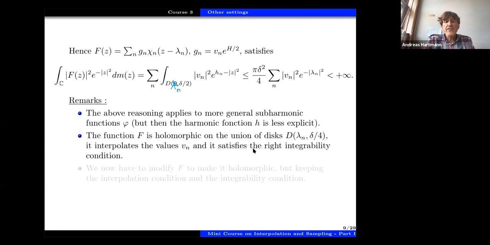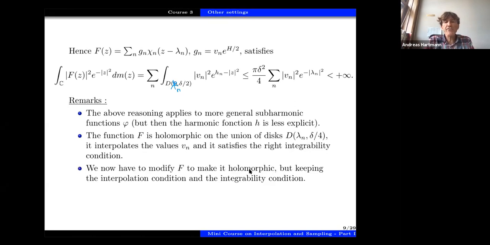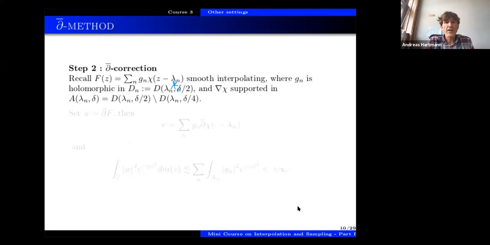The function f is holomorphic in the small disks. It interpolates and it satisfies the right integrability condition. And now we have to modify f to make it holomorphic, but keeping the interpolation condition and the integrability condition. And that's the next step I would like to explain. And for this, we will use the d-bar method.